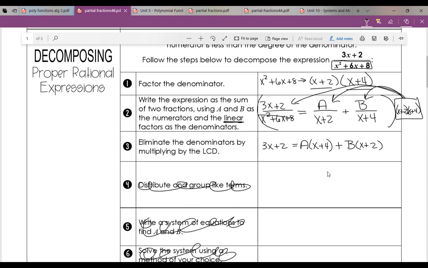All right, so the next thing I want you to do is I want you to take each one of these denominators, each factor, and you're going to set each factor equal to 0.